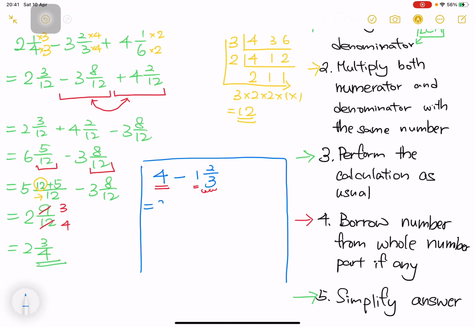So 4 will become 3, and I borrow to the fractions. I keep the denominator as 3, because it should be the same as the other one, then I can do the calculation more easily. So it will be 3 over 3 and then minus 1 and 2 over 3. So you can do your calculation. 3 minus 1 is 2, and then 3 over 3 minus 2 over 3 is 1 over 3. So there's one more skill in how you can solve the subtraction of fractions, by subtracting the fractions from a whole number.